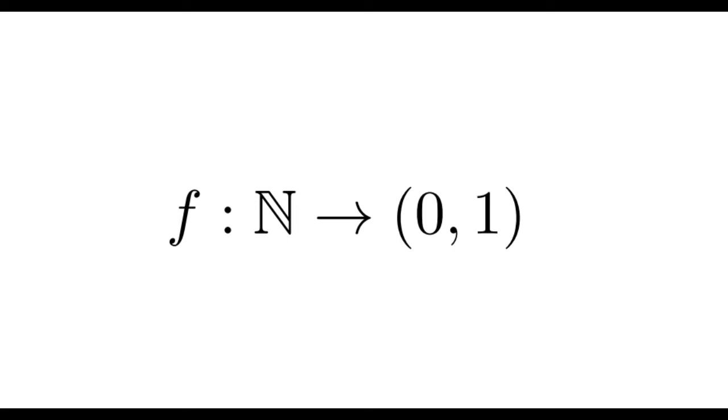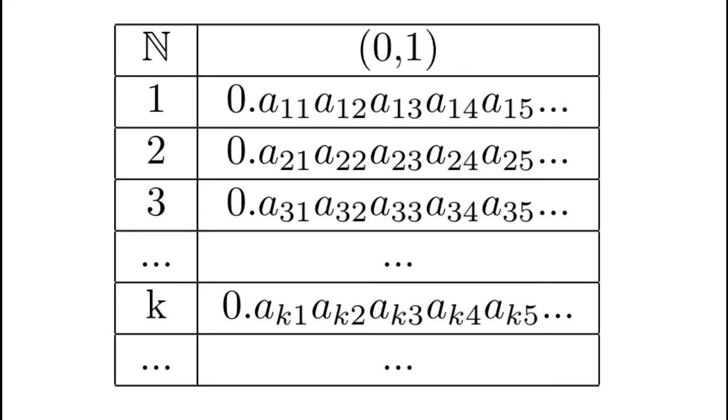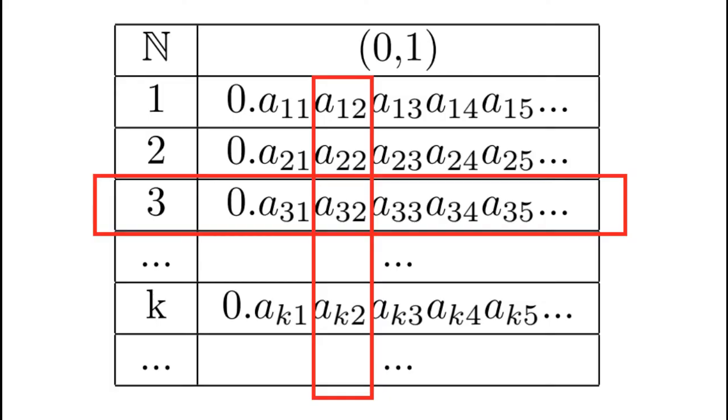Suppose a function exists, but instead of mapping to R, we'll say that it's just the interval from 0 to 1. It just makes the proof easier to visualize if we restrict the codomain to just an interval. Then the mapping will look like this. If we generalize this, 1 will map to some arbitrary decimal between 0 and 1, 2 will map to some other arbitrary decimal, and for any k, the same will be true. Each a is a digit between 0 and 9, inclusive, that represents the jth digit corresponding to the ith input.